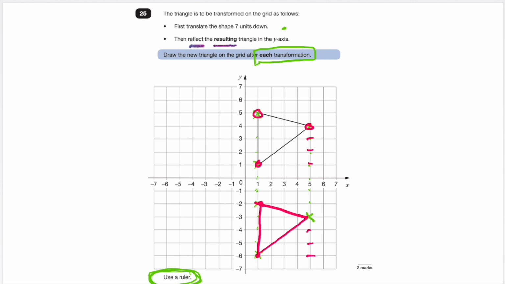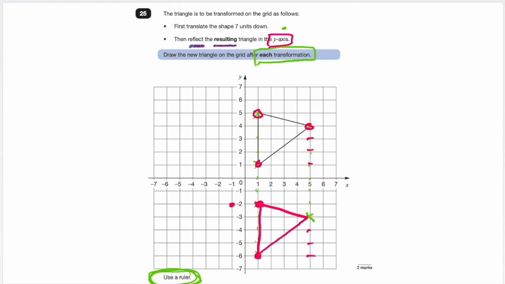Now it says reflect the resulting triangle in the y-axis. So it wants me to use this line here to reflect. Now remember, when we're reflecting, all I'm going to do is count how many each of the corners is away from the line I'm reflecting on, in this case the y-axis. So this point is 1 away, so I'm going to put it 1 away on the other side. Not here. Some people are going to put it here because they're not going to see this first line as a line. But this is where it would go.